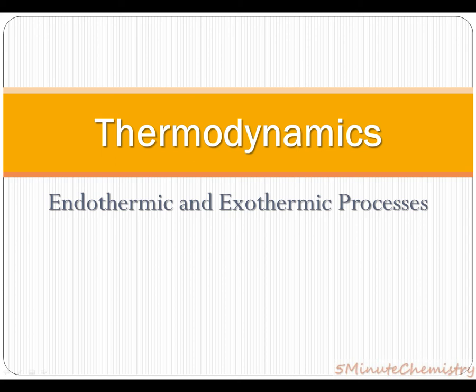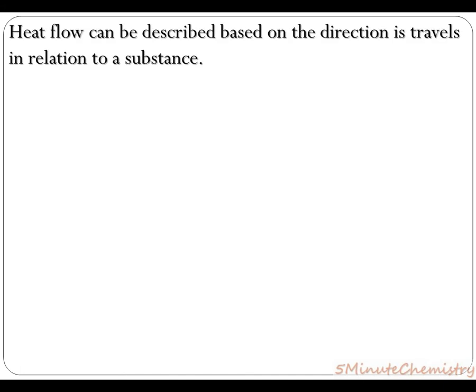Let's continue our discussion of thermodynamics now. Now that you have an understanding of heat flow, we're going to get into the ways that we can describe heat flow. So we'll talk about endothermic and exothermic processes. To begin, heat flow can be described based on the direction that it travels, in relation to a substance.